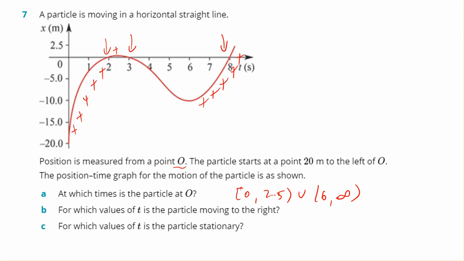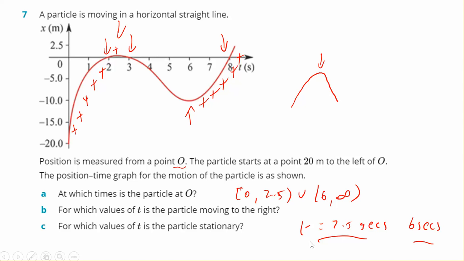For what values is the particle stationary? Stationary means if it has to change direction, there must be a stationary point there. So it's stationary here and stationary there, at 2.5 seconds and 6 seconds. So hopefully, I haven't gone over each question blow by blow, but hopefully I've explained enough for you to get started.